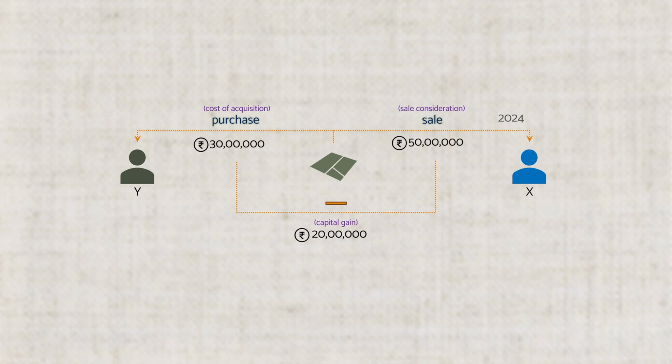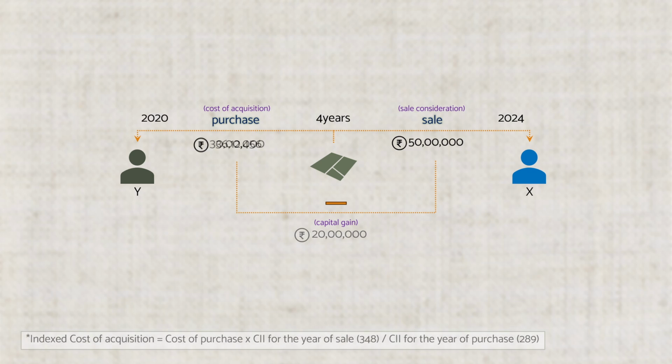Now let me give a twist. Let's say you have sold this land in the year 2024, but you had purchased this in the year 2020. That means you have sold it after 4 years. So the holding period here is more than 24 months, because of which you can adjust the cost of acquisition for inflation. Now the indexed cost of acquisition here would be rupees 36.12 lakh. So the difference between sale consideration and cost of acquisition would now be rupees 13.87 lakh, which would be your capital gain.